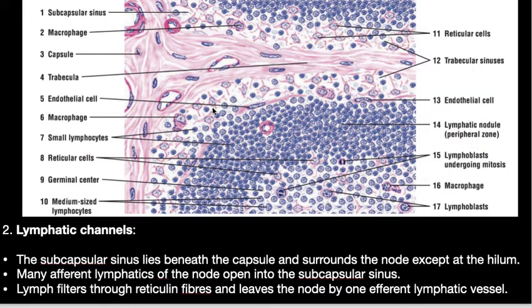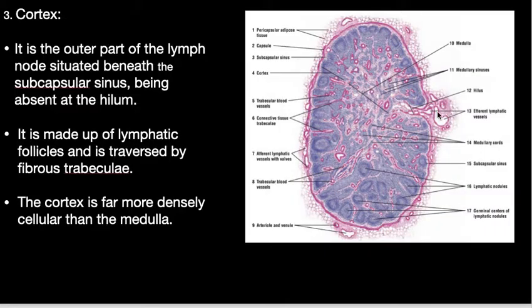The lymph is filtered through the reticular fibers and leaves the node by one efferent lymphatic vessel, as you can see over here. So this is the capsule. You can make out these are the lymphatic follicles. In between them, there's a slight area over here. This is called the subcapsular sinus. The subcapsular sinus is receiving the lymph from the efferent channels. There is only one efferent channel which is coming out from the hilum.